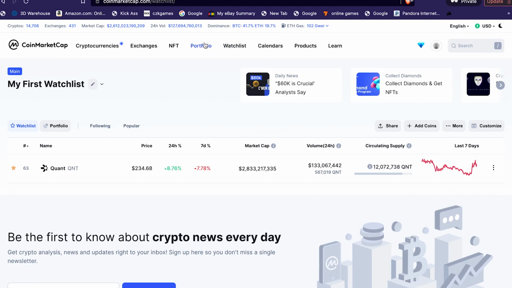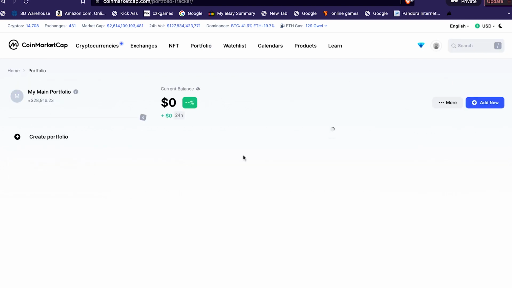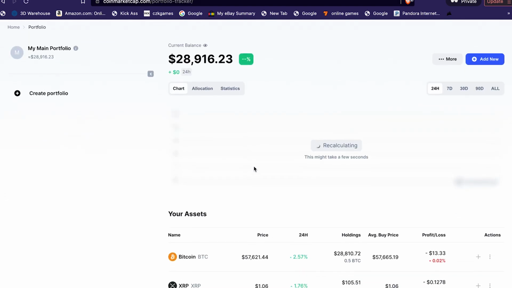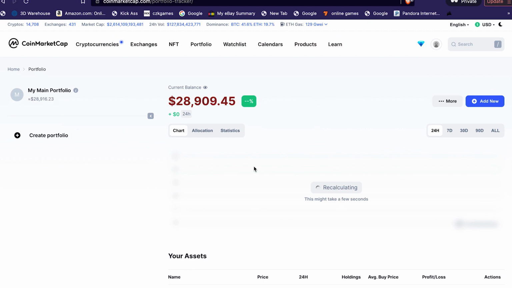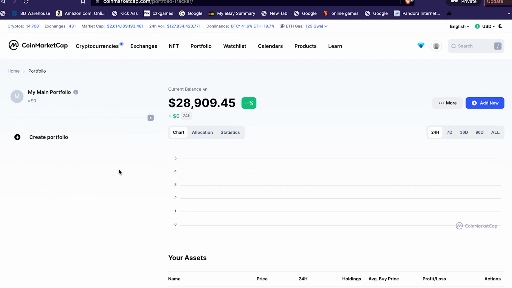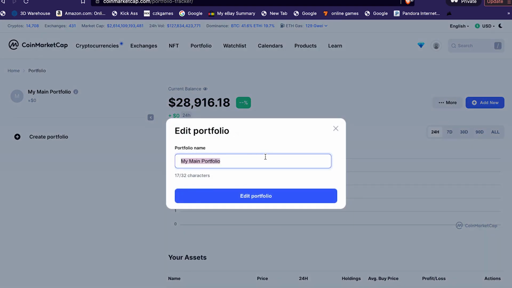So now I've showed you guys how to add coins to your watch lists, how to buy and sell coins and track them in your CoinMarketCap portfolio, how to customize the date and times that you've bought your coins. If you want to add fees to add a little bit more detail to your buys, you can do that as well. And also, if you want to rename your portfolio, you can do that pretty easily too. You just click More, edit portfolio, and now I can name this, say, Coin Collective's portfolio.